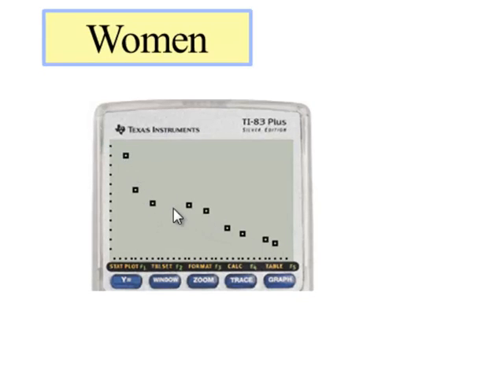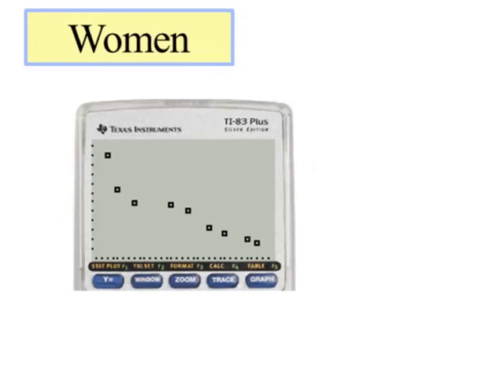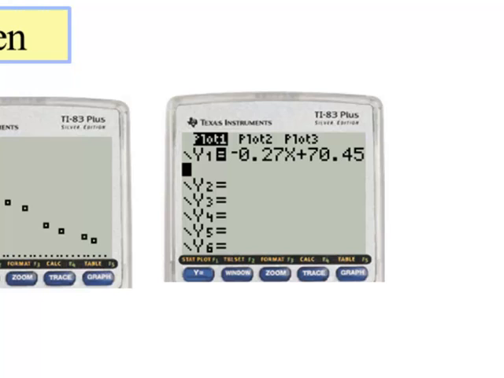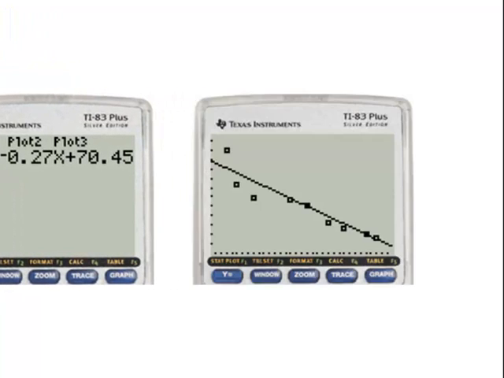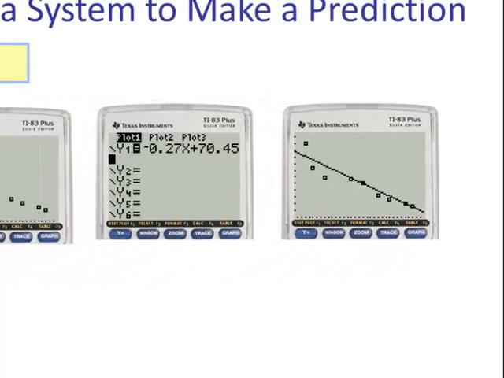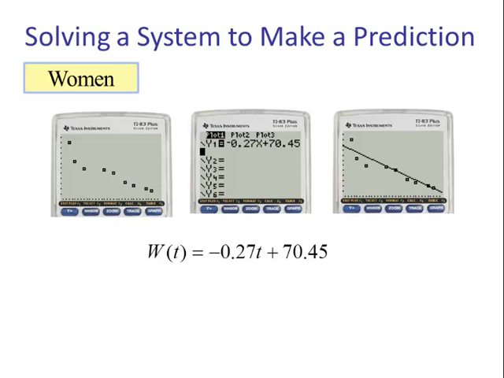Now this is roughly linear. We'll see how well the line fits this group of data points. We hit the y equals. We type in our line of best fit, and then we hit graph. So the line is doing a relatively good job of modeling this data. So the equation for the winning times for females is negative 2.27 T plus 70.45.